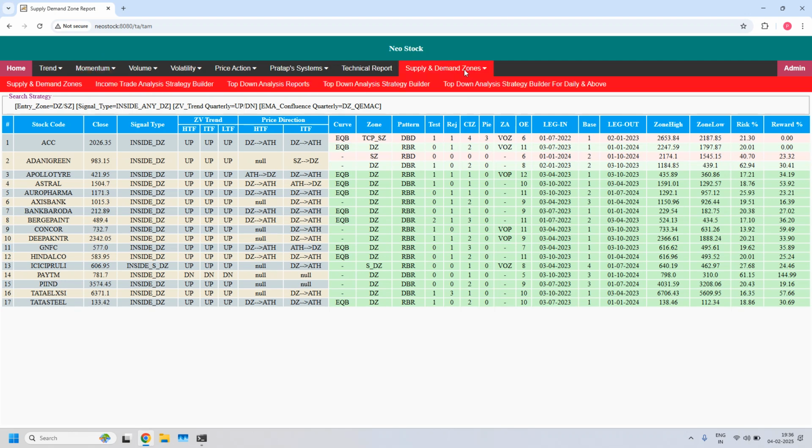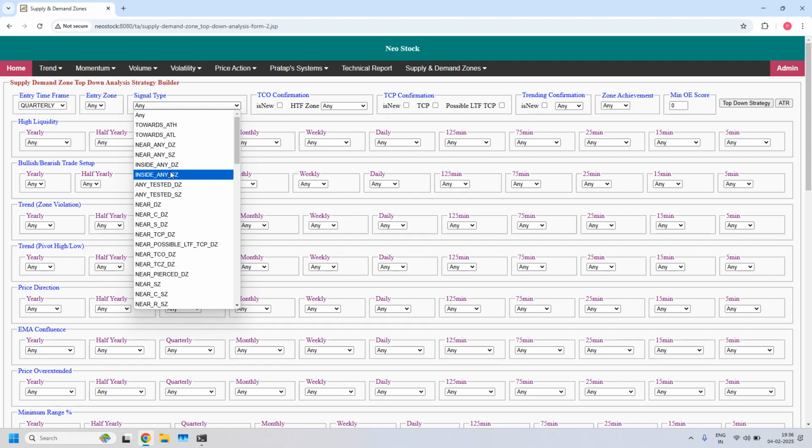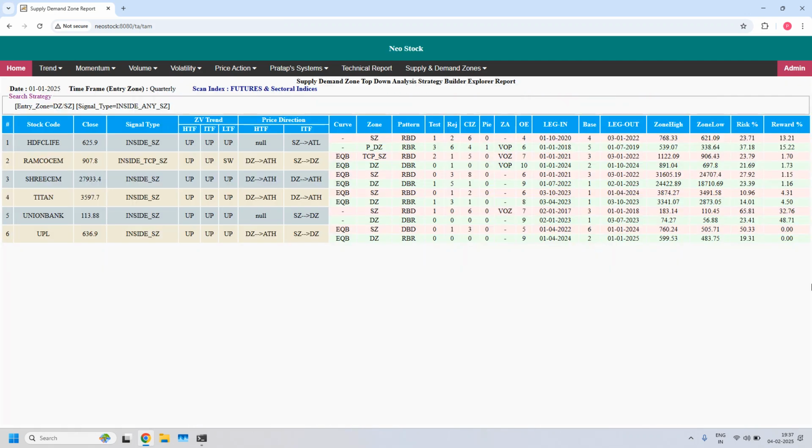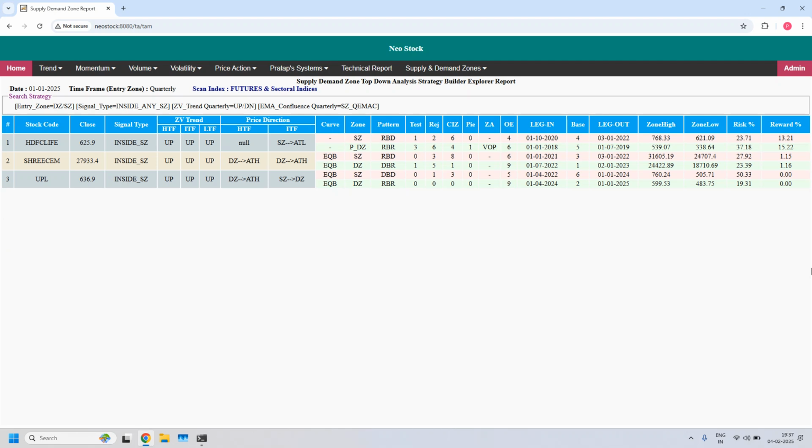Okay. Next, quarterly time frame. Price closed inside the quarterly supply zone. We got 6 stocks. Out of 6, how many are having quarterly EMA Confluence supply zones? So in the EMA Confluence at quarterly time frame, I am setting the filter quarterly supply zone having quarterly EMA Confluence, and trend on the quarterly time frame either up or down. With these filters, we got 3 stocks. These 3 quarterly supply zones are having quarterly EMA Confluence.